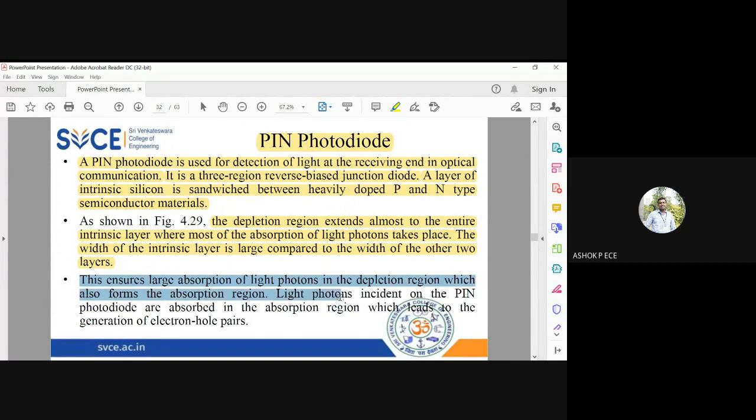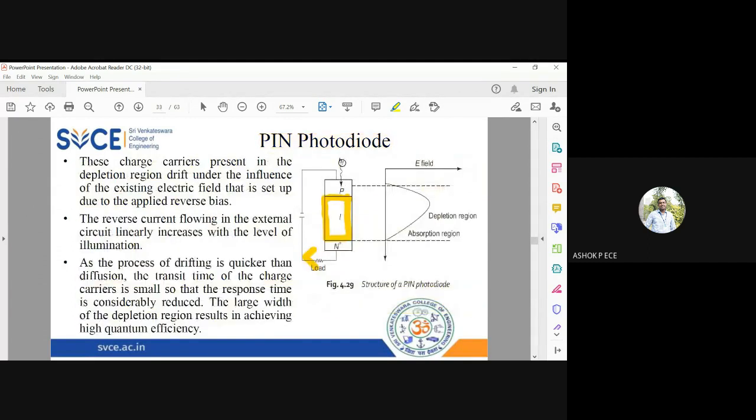Okay, so when light photons are incident on the pin photodiode, it generates electron hole pairs. So when light is incident on the P region, electron hole pairs are generated. And you know these electron hole pairs, electrons, already for P I am giving a negative. So electrons will be pushed into the depletion region. Okay, so these charge carriers present in the depletion region drift under the influence of the existing bias, so that it sets up the reverse bias.